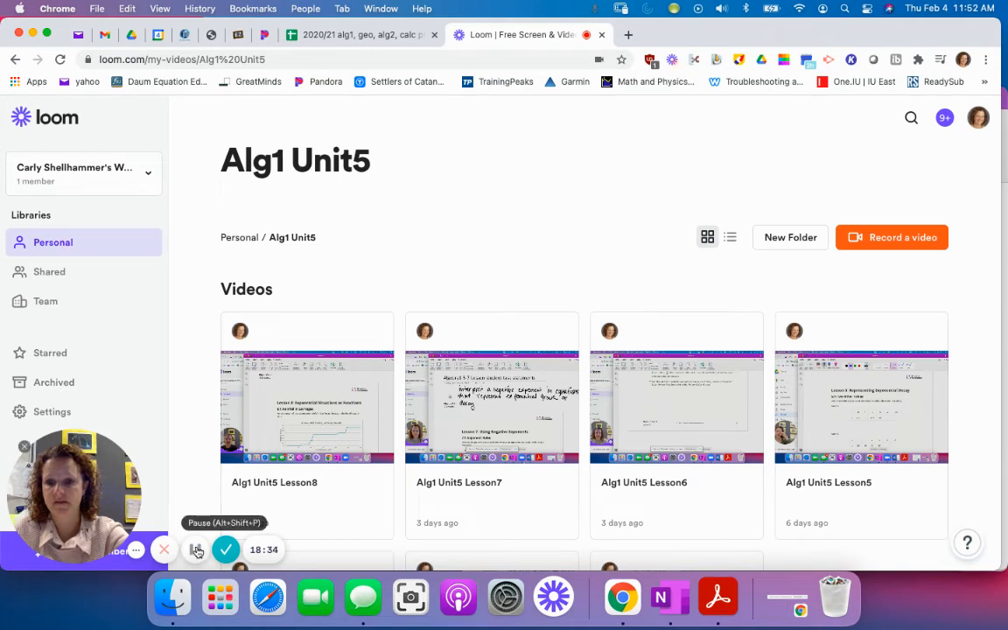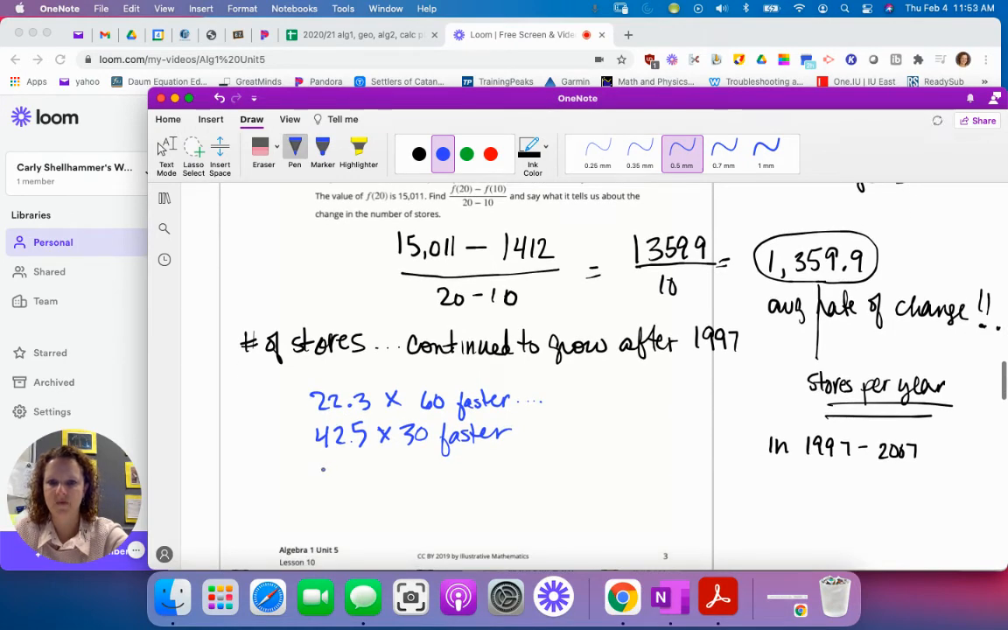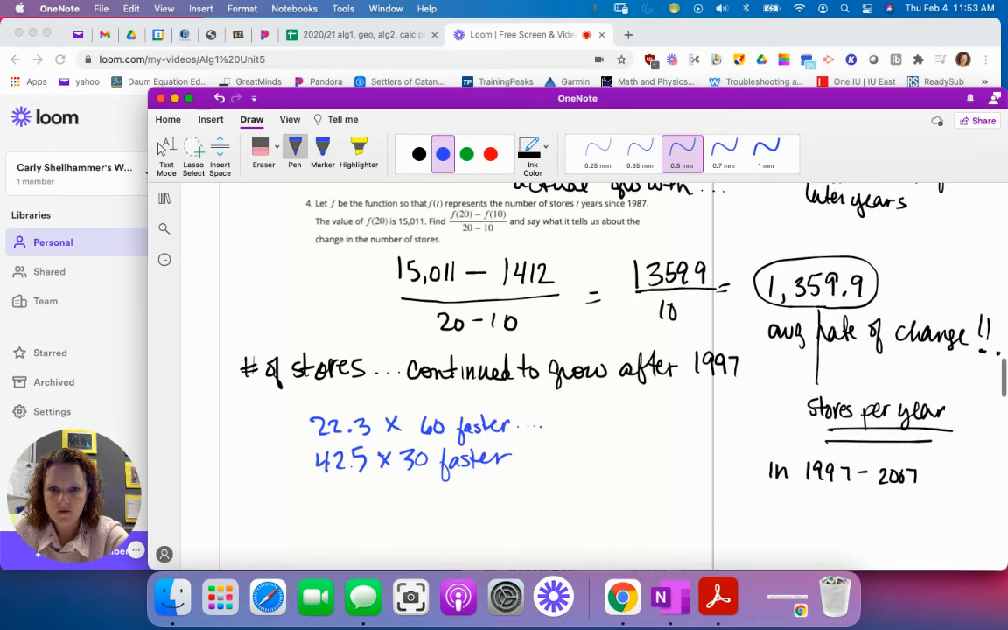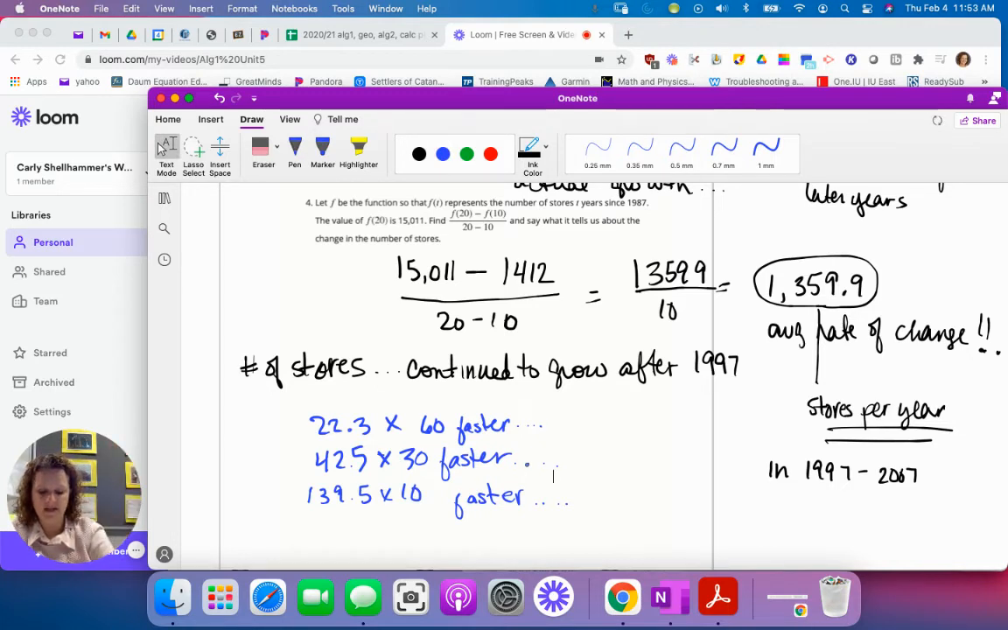Let me clear that. When the pen, like when the typing moves with me, I have to pause it and start it. 139.5. It's only 10 times faster. Okay, so we're still growing at an exponential rate, still growing quite a bit. So the stores continue to increase.